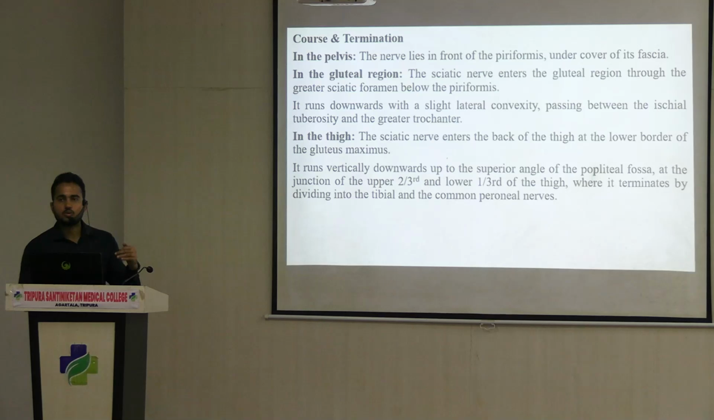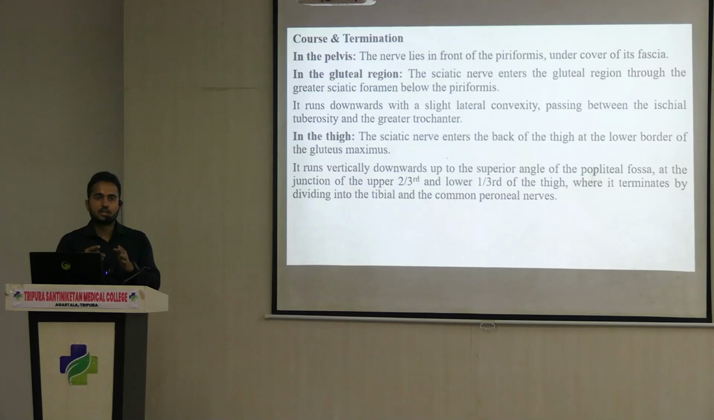Once it crosses the lower border of the gluteus maximus, it enters the thigh region. So that also you have to mention. Now, if you see the course in the thigh, it is vertical. And then it is extending up to the superior angle of the popliteal fossa, where at the junction of upper 2/3 and lower 1/3, it terminates by dividing into tibial and common peroneal nerve.